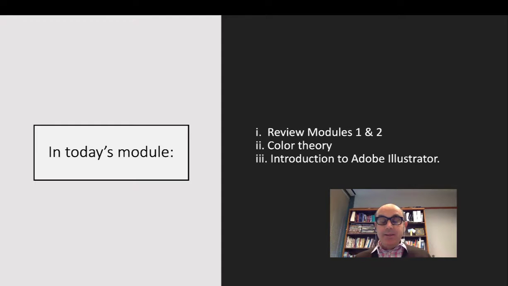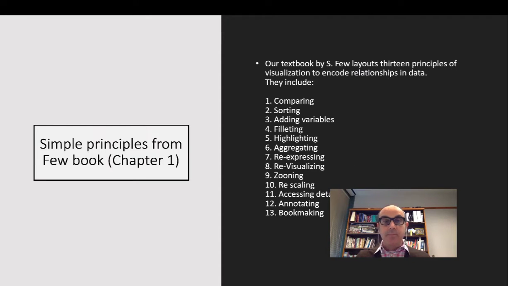So in this module, first of all, I will do a review of modules 1 and 2. I will also talk about color theory. And in the end, I will try to introduce Adobe Illustrator and illustrate what I expect you to do in your assignment. So, back to our textbook and back to what we started.